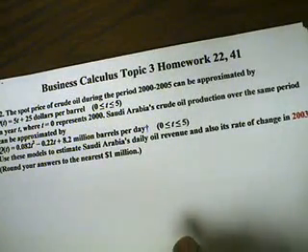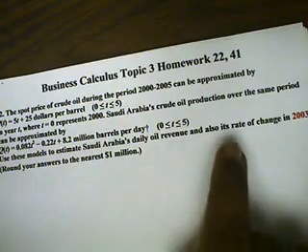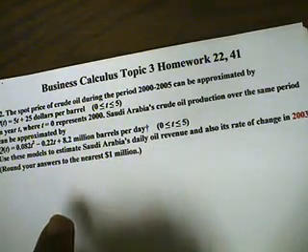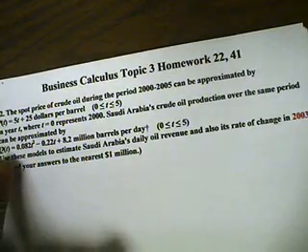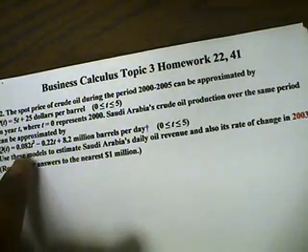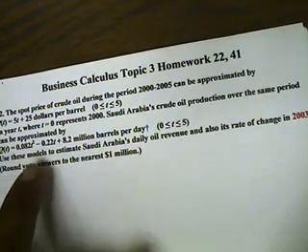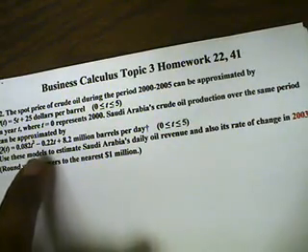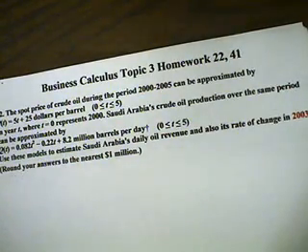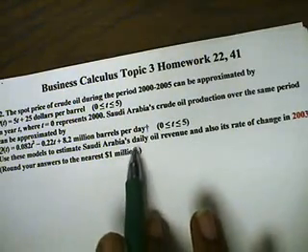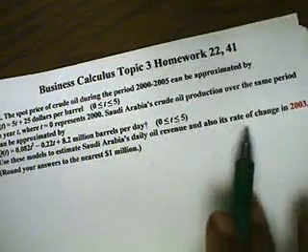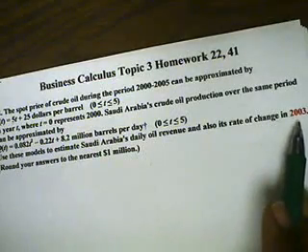Now, we can also approximate the crude oil production over the same period for the Saudis. The production will be Q of T equals 0.082 T squared minus 0.22 T plus 8.2 million barrels a day. Okay, and we want to find the Saudis' daily oil revenue and also the rate of change in 2003.